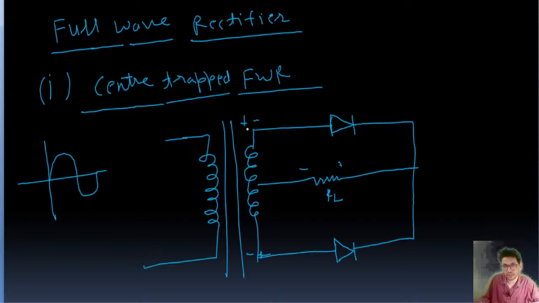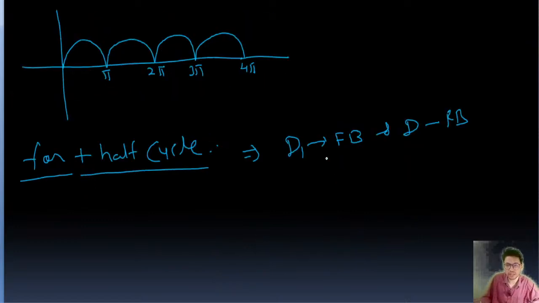Here you can see, if we take plus here, so this is the P part, this is the N part, right? So plus means this is forward bias, and this is reverse bias. This is diode 1 and this is diode 2. Forward bias, and this will be reverse bias because this is negative here, right?